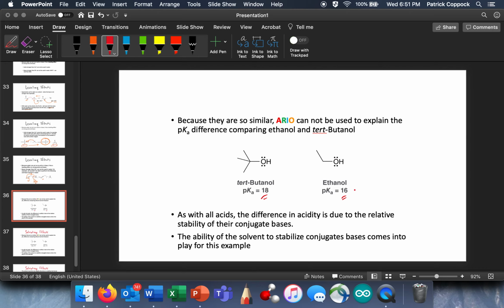So typically you see one is 100 times stronger than the other. Which is the one that's 100 times stronger than the other? Say it out loud to yourself. Which is the acid that's 100 times stronger? It's ethanol, right? Ethanol is 100 times stronger than tertiary butanol.